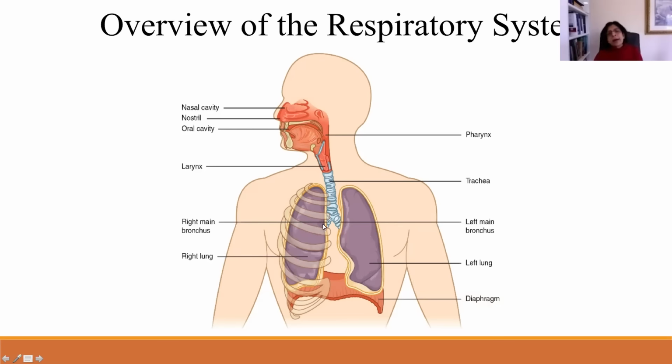When primary bronchi become secondary bronchi, 1 secondary bronchus occupies each lobe. So you would have 3 secondary bronchi in the right lung, 2 on the left, and they continue to branch. And then you have other names like tertiary bronchi and respiratory bronchioles, terminal bronchioles, etc. Okay.